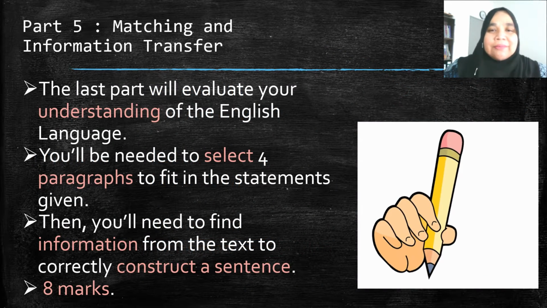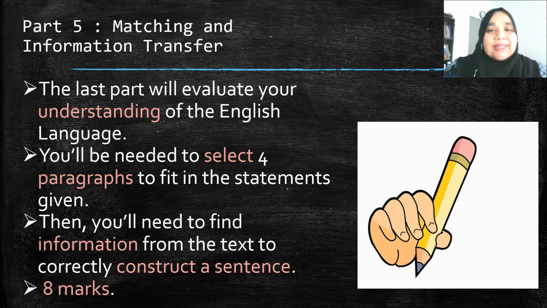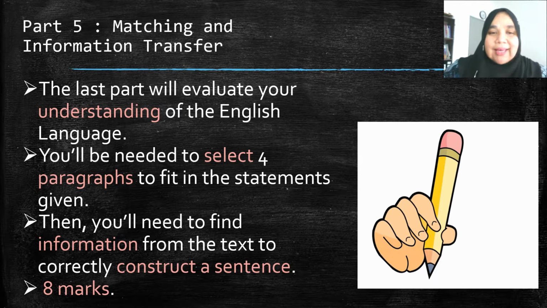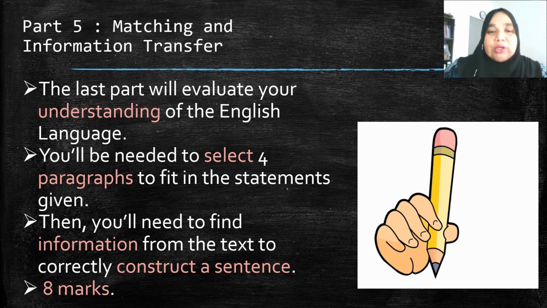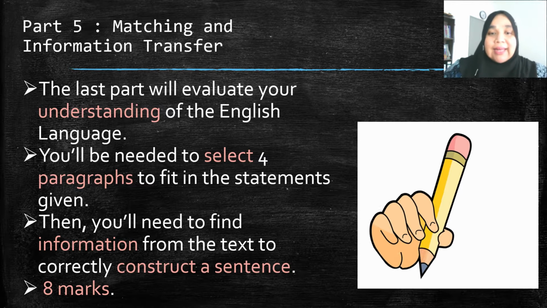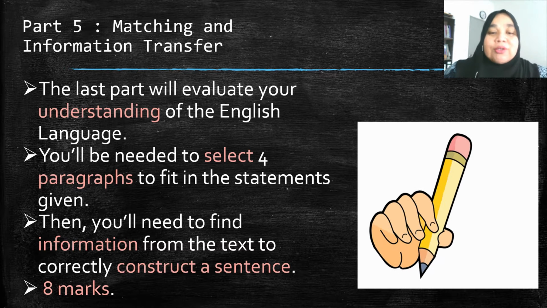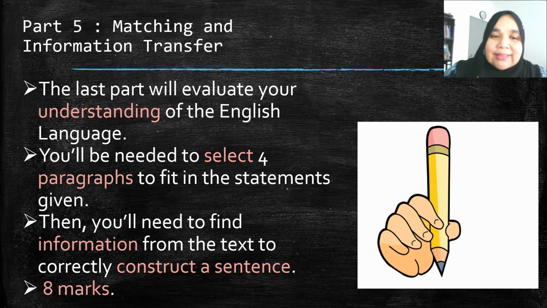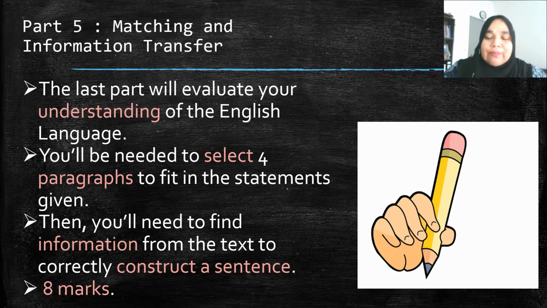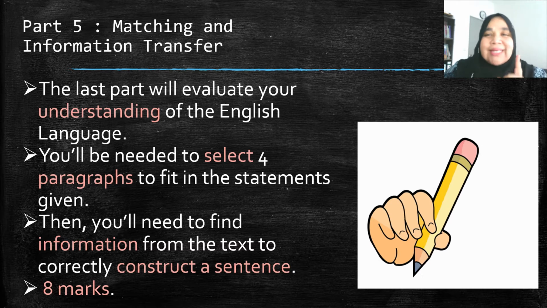Okay, in Part 5, matching and information transfer, this last part will evaluate your understanding of the English language. You will be needed to select 4 paragraphs to fit in the statements given. Then, you will need to find information from the text to correctly construct a sentence. It consists of 8 questions with 8 marks. So, in other words, this part also requires you to read between the lines as well.